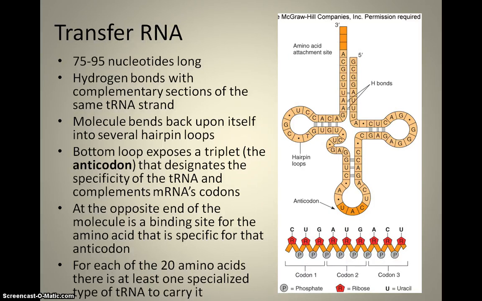So the tRNA really is just a big long sequence of RNA that folds over itself, and it makes these hairpin loops. And as it loops around, you can see that it complementary base pairs here. So you get CGAU, CGAU. And so there is a connection, or hydrogen bonds, that are formed right here, giving it this shape.